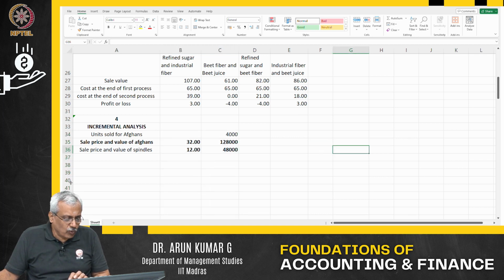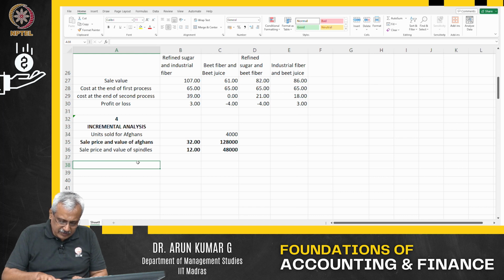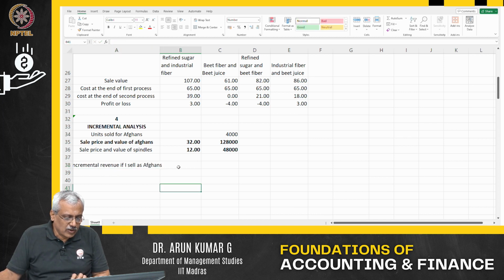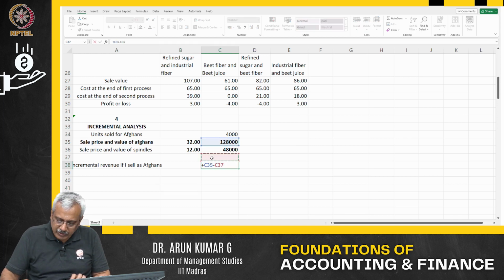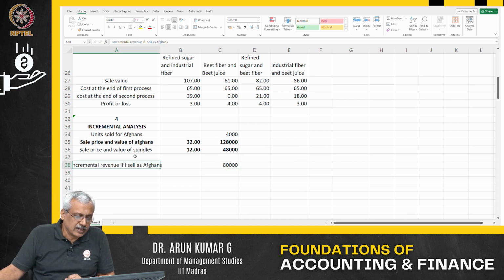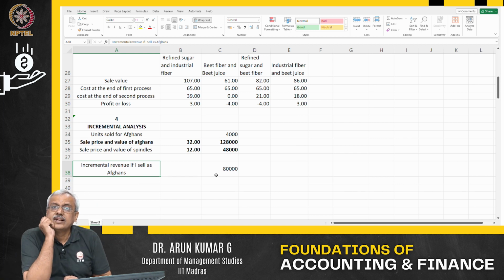So in short, what is my incremental revenue if I sell as afghans? My incremental revenue totally is about 80,000 rupees. This is going to be my incremental revenue if I sell it as afghans.